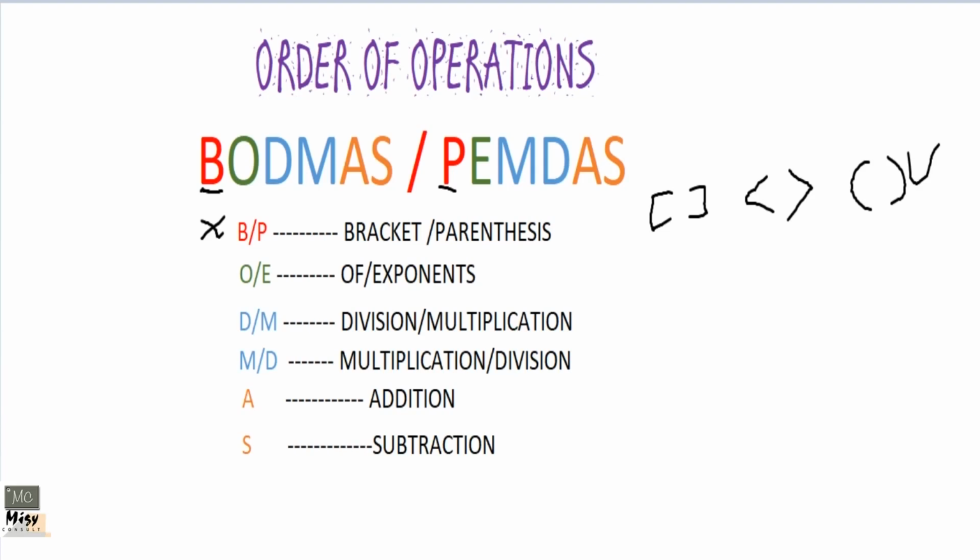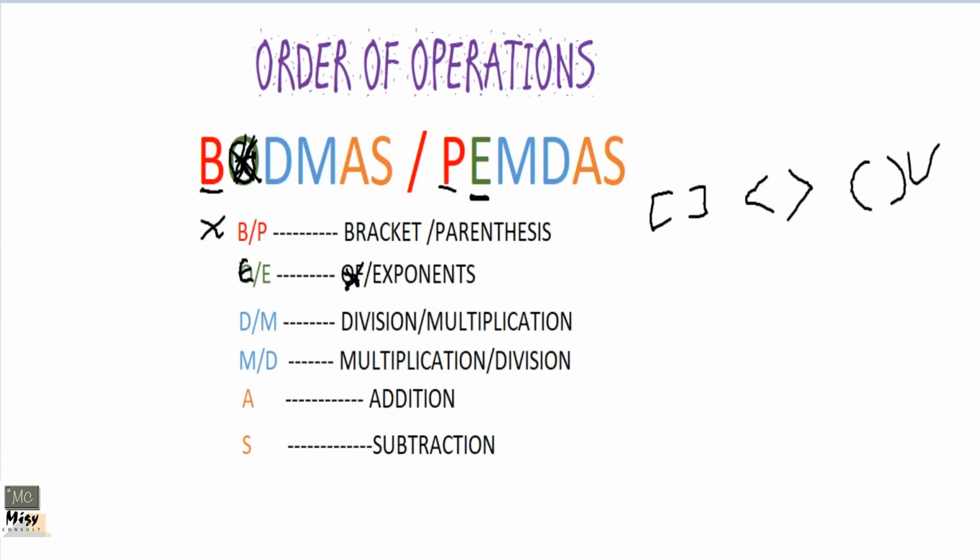After the bracket, the next thing is the exponent. Exponents are not just powers of numbers but anything carrying a power or a superscript. That is why it is BEDMAS and not just multiplication.